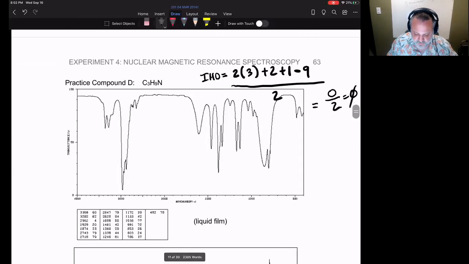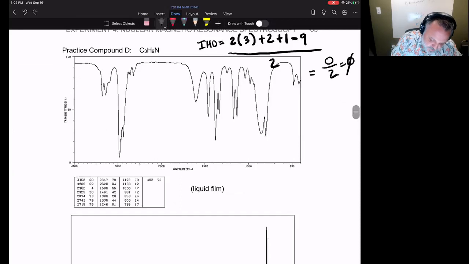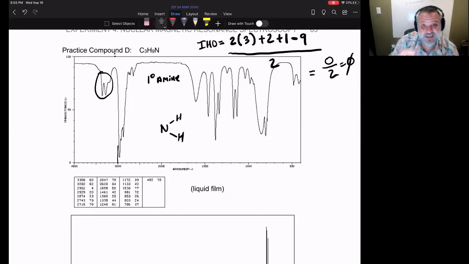Let's take a look at this one again. Look at this spot. Here's my 3000. I do have some vampire fangs at above 3000. What do the vampire fangs mean again? They mean primary amine. And so I probably have an N, I definitely have an N that has 2 hydrogens attached to it.